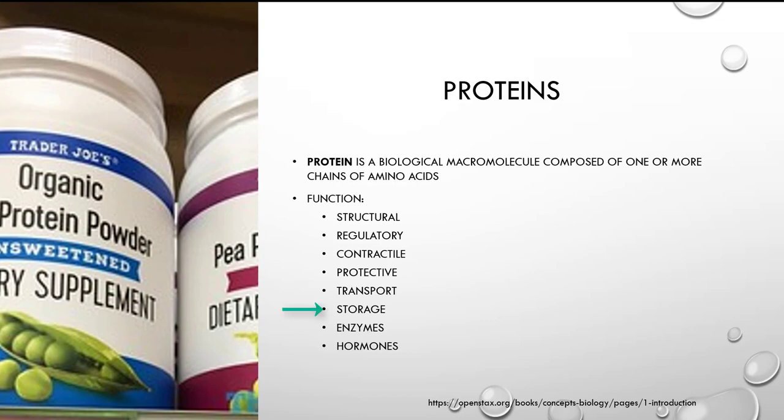Storage, in the form of, think of a chicken egg. The egg white is made of albumin, which is an energy storage for the developing embryo of a chicken. Enzymes, so those are catalysts that provide the energy to drive a reaction. They're pretty much all protein. And then hormones can be lipid based, but they can also be protein based, like insulin is a hormone that is protein based.